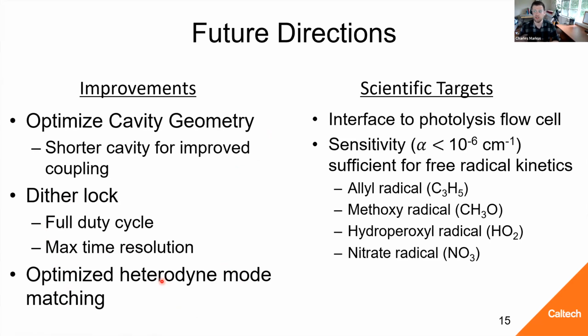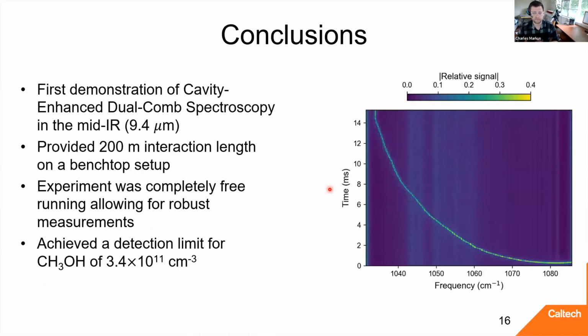As far as what we'd be interested in using this for, next would be to interface it to a photolysis flow cell, where even this module covers many interesting free radical species, such as the resonance stabilized radical allyl, methoxy radical, HO2, and nitrate. So there's a lot of interesting chemistry that could be investigated with a system like this.